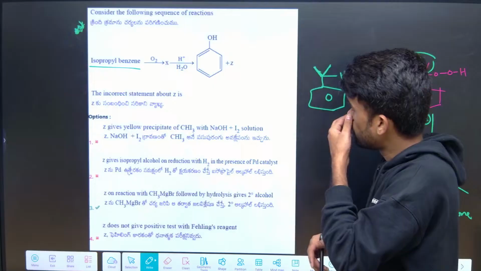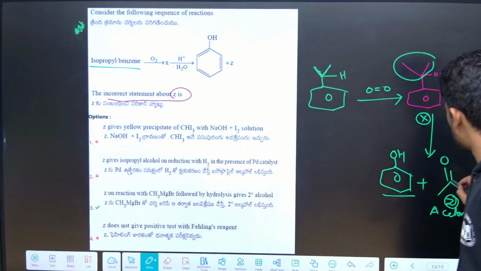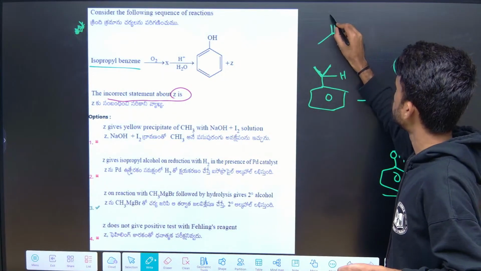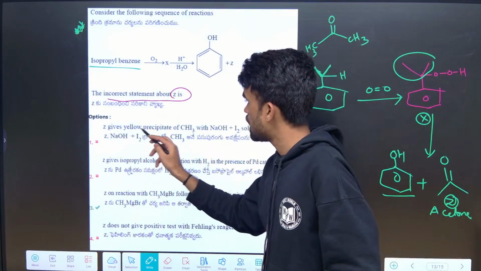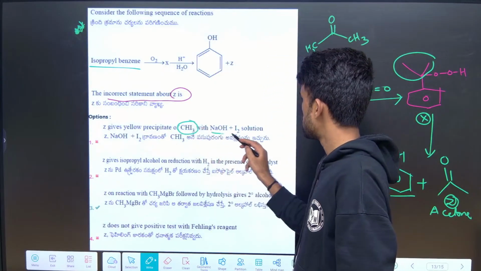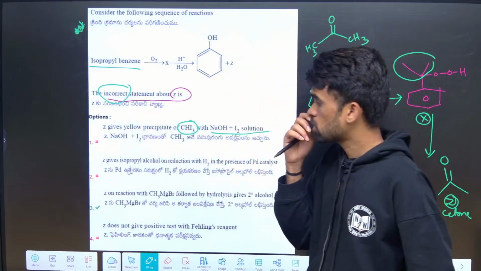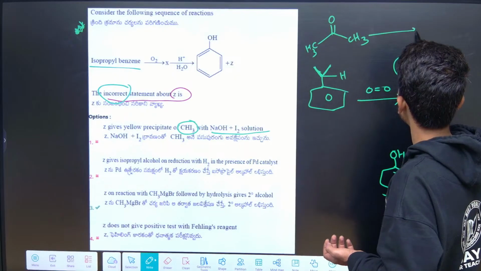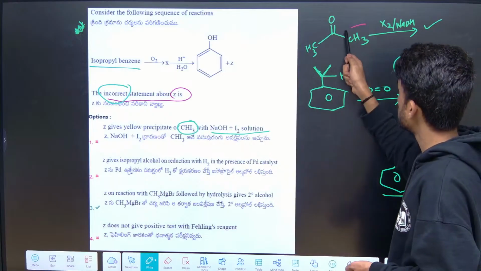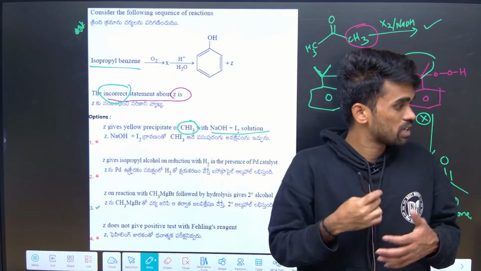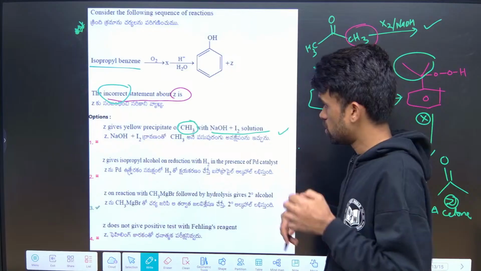Now what they are asking about is the incorrect statement about Z. It means they are asking about this acetone. So our question is about acetone now. Look here, write the structure properly so that you can answer easily. Z gives yellow precipitate with iodoform, this is correct only. They are asking about the incorrect one. Whenever we are treating this with halogens in basic medium, this will give the haloform test because methyl ketones are there. Methyl ketones will give haloform test. So statement 1 is correct only, but they are asking about the incorrect one. You should not choose this.